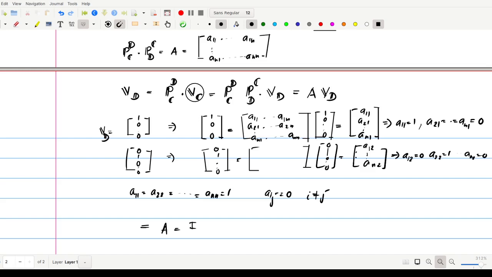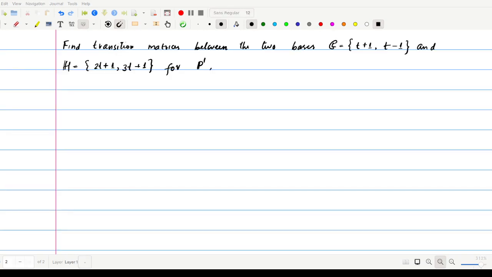So the matrix A is nothing but the matrix P relative to CD times the matrix P relative to DC. It shows that this matrix is invertible with inverse PDC. So this proves theorem 2 as well. Next we will discuss this problem.